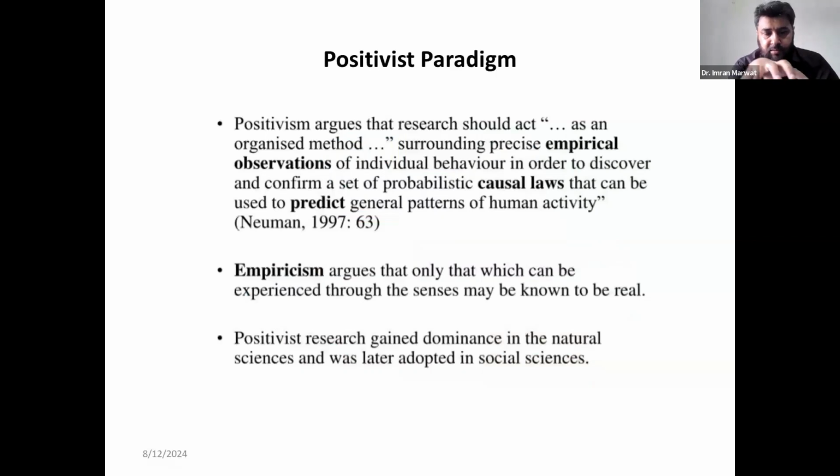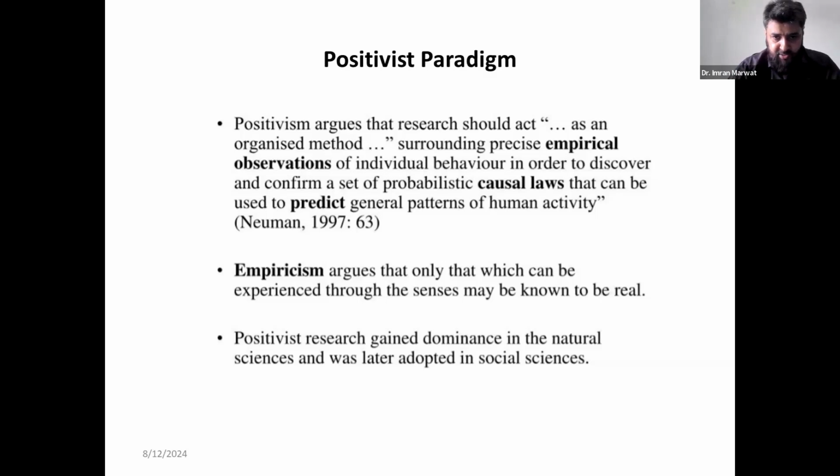Now, positivist philosophers argue that there is a causal relationship between cause and effect. This is that you can quantify things, like why a disease is occurring. Okay, the number of patients admitted in a hospital. So as an organism, surrounding precise empirical observations of individual behavior in order to discover and confirm a set of probabilistic causal laws that can be used to predict general patterns of human activity. Okay, now empiricism, what is empiricism? It argues that only that which can be experienced through our senses.